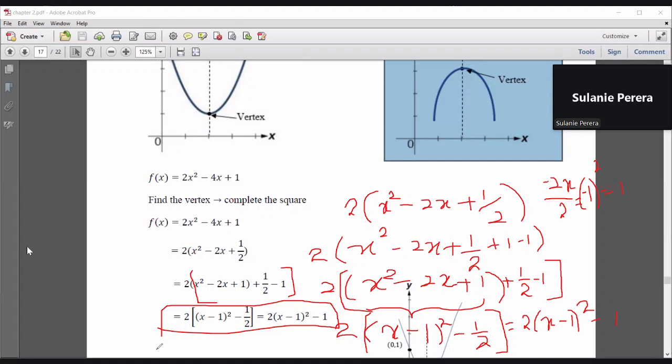Now we have to find the vertex. Then make a theorem.